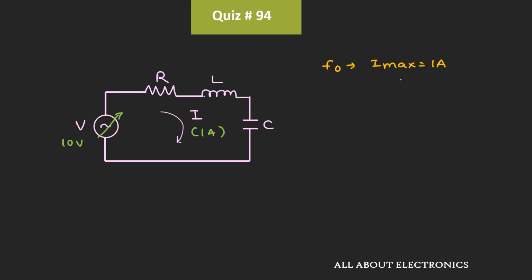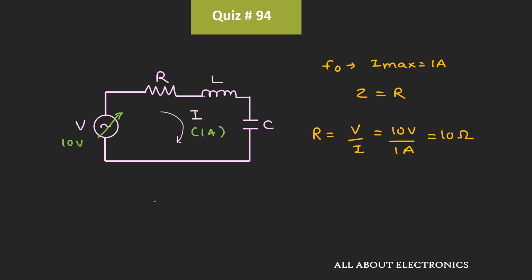Apart from that, at the resonance, the impedance of the circuit is purely resistive. That means at the resonance, this impedance is equal to R. So we can say that at the resonance, R is equal to V divided by I, because here we have been given that when the current is maximum, at that time the value of the voltage is equal to 10 volt. That means R is equal to 10 volt divided by 1 ampere, that is equal to 10 ohm.